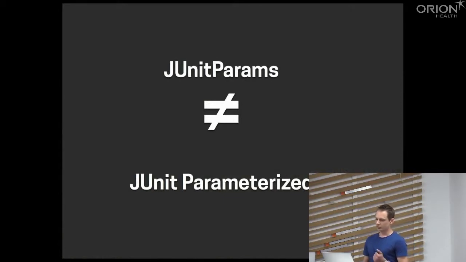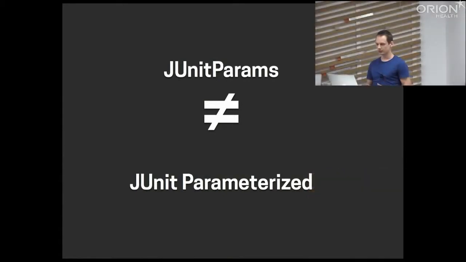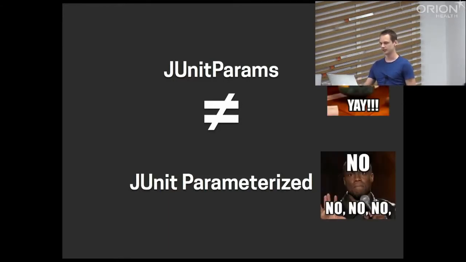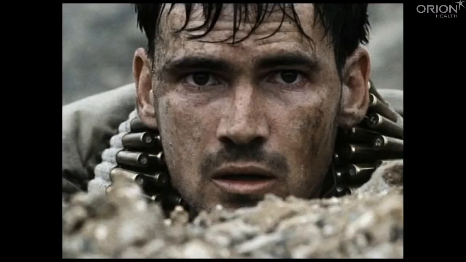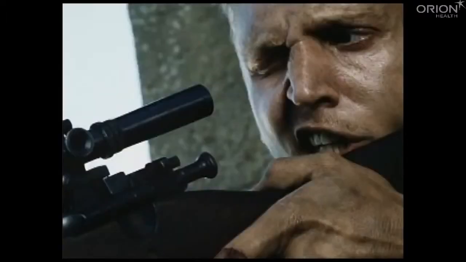So if I were to choose two things I want you to remember after this talk, it's that parameterized tests are good, you should be using them, and that JUnit Params is something different than the JUnit parameterized runner, and we say yay to this one and no to this one. So now, fear no more, go out there, kill some privates.